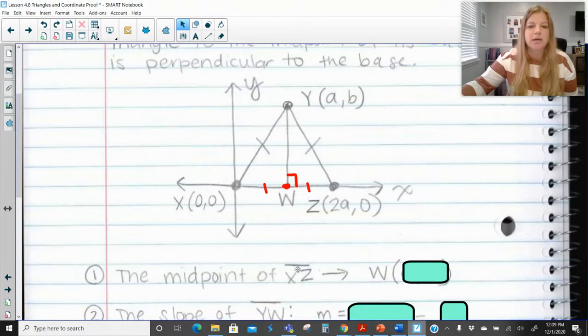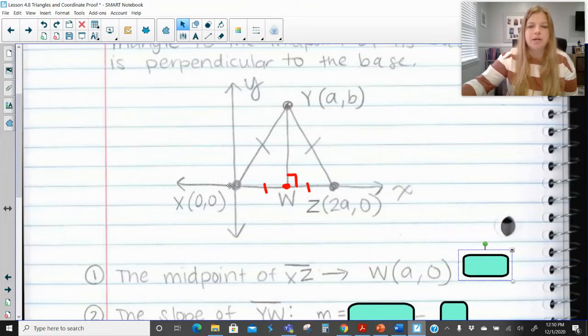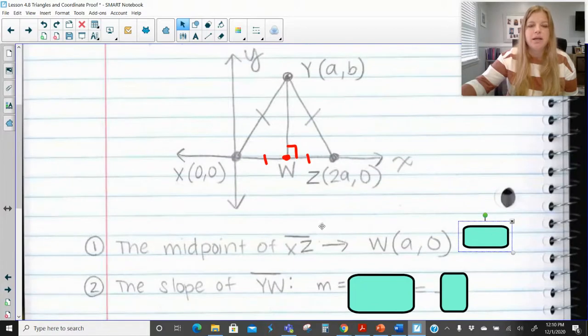We would first want to calculate, what exactly is the midpoint of XZ? What is this point W? If this is 0, 0, and this is 2A, 0, then W would be A, 0. It's halfway in between 0 and 2A, and then the y-value is just 0. Then I would say to you, what's the slope of this supposed vertical line?